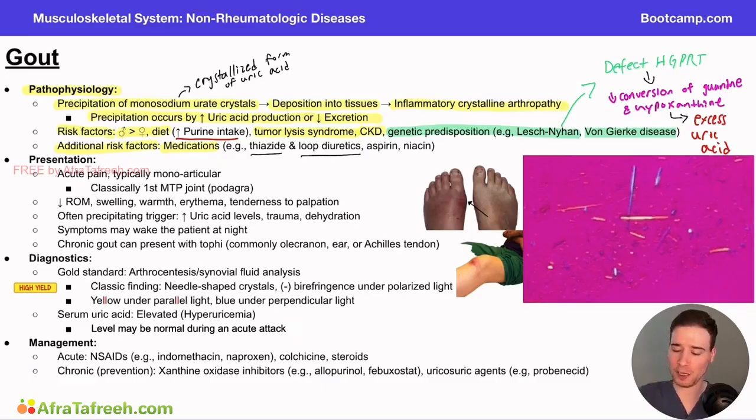Now, we can also see this by taking aspirin. Aspirin, particularly at low doses, inhibits tubular secretion, so we retain more of that uric acid in the body itself. And finally, niacin, which remember is our B3.